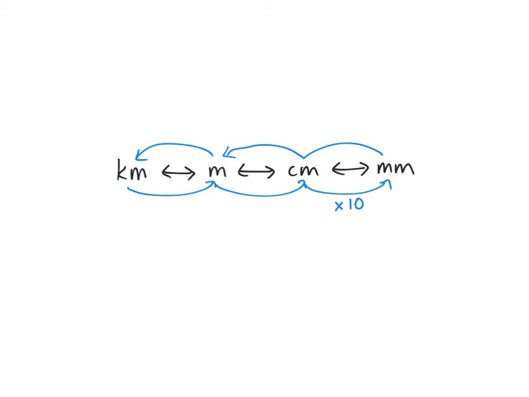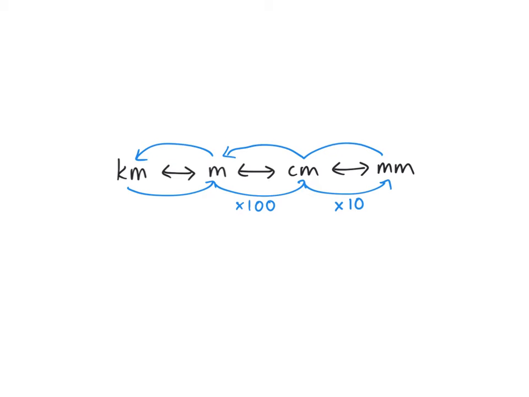If I'm going from metres to centimetres, so remember, let's say I've got 2 metres and I want to know how many centimetres that is, well then I'm going to need to times by 100. Because in every metre, there are 100 centimetres. So if I've got 2 metres, that means I would have 200 centimetres.